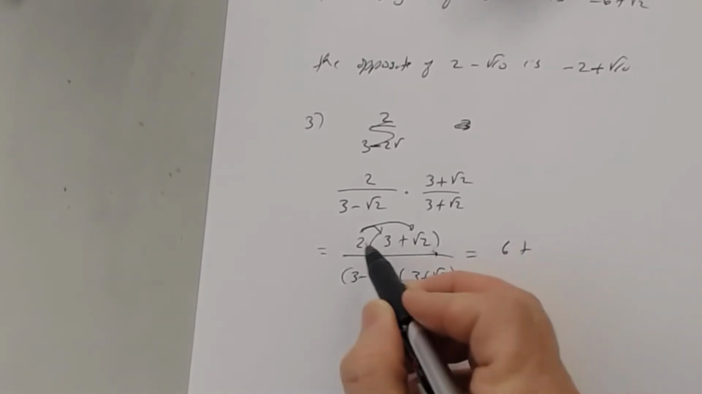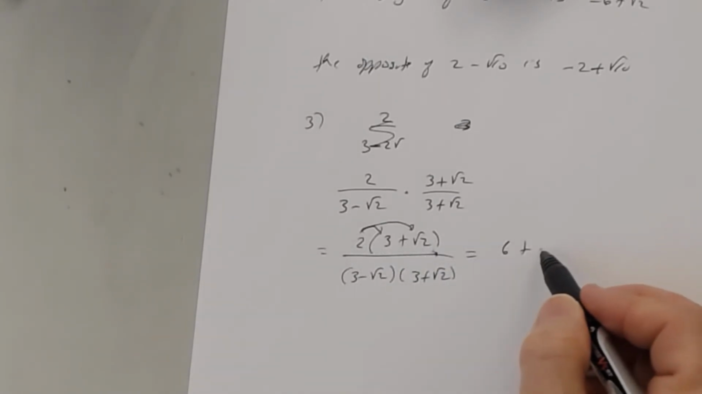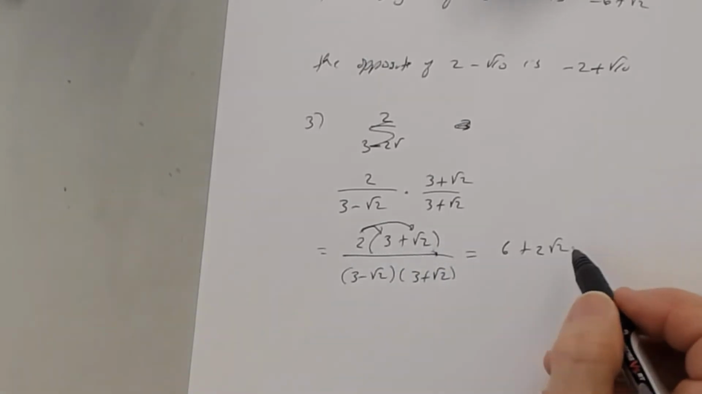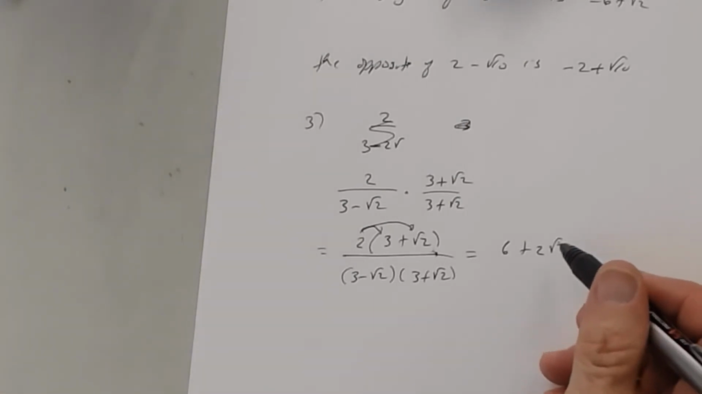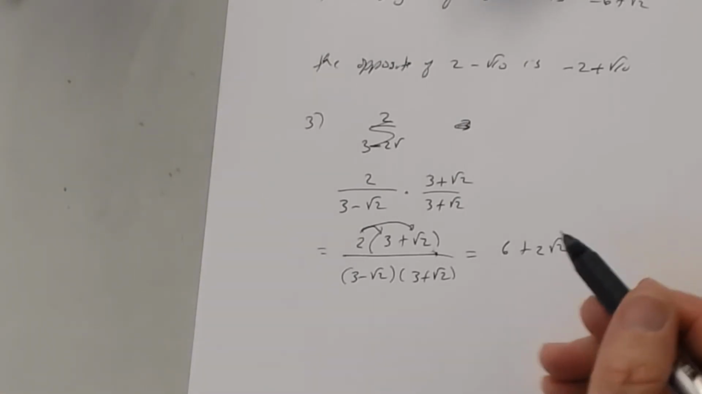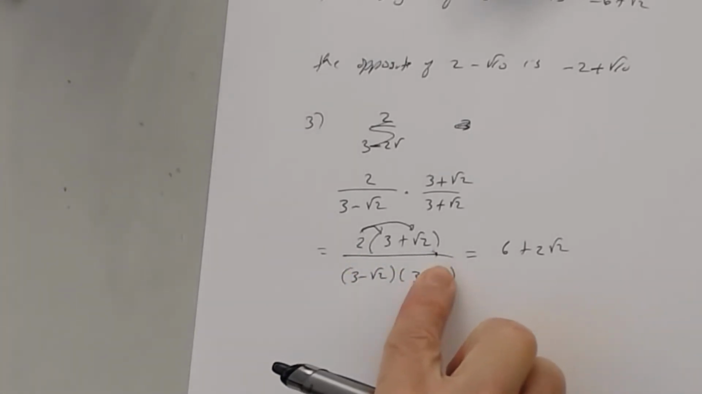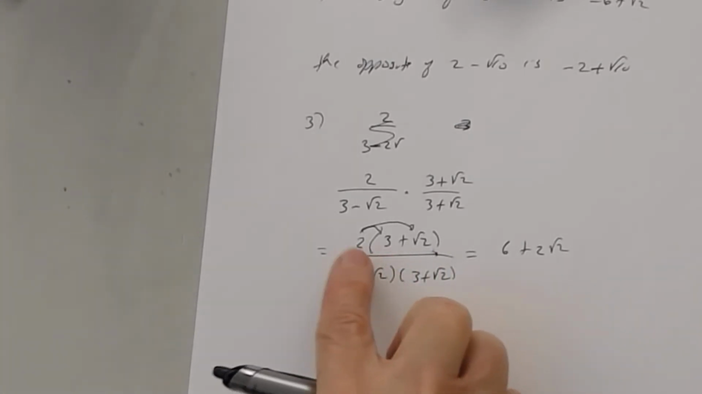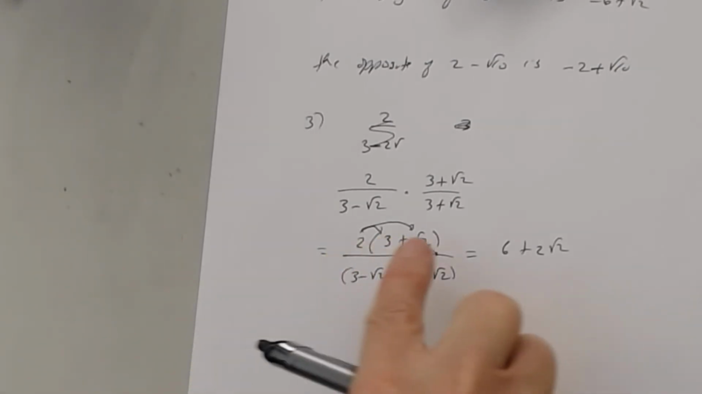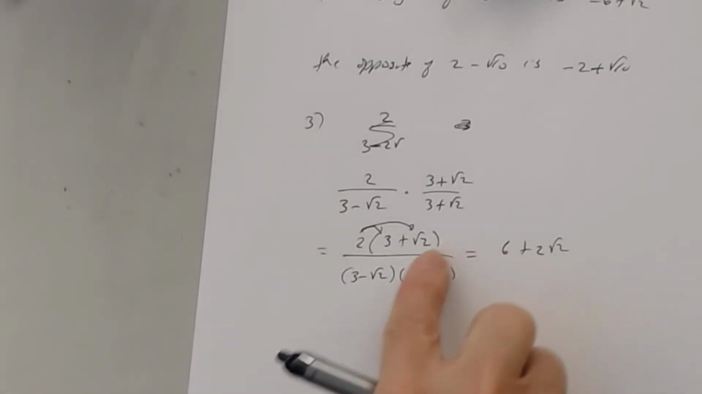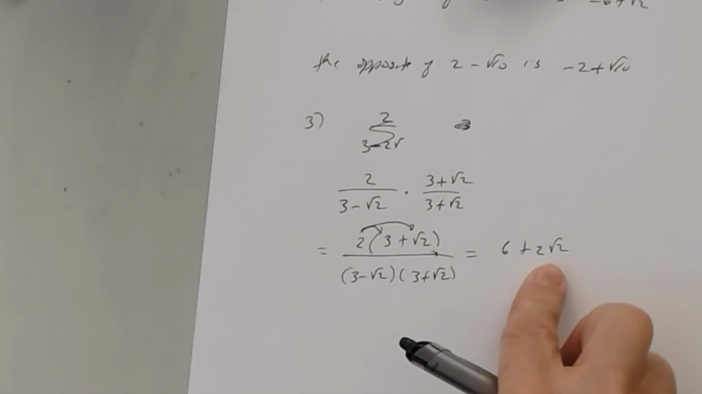So in the numerator, what's 2 times 3? 6. Plus, what's 2 times the square root of 2? 2 square root of 2. Good. I'm glad you didn't say the square root of 4. Because in order for this to be the square root of 4, this should have been the square root of 2 times the square root of 2, which is the square root of 4. But that's not the square root of 2. That's 2. So 2 times the square root of 2 is just 2 square root of 2.